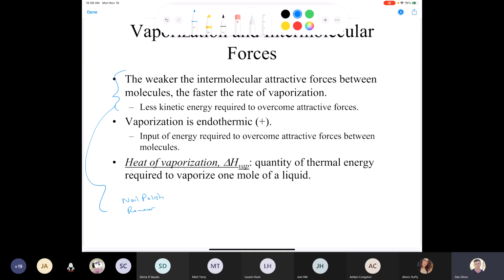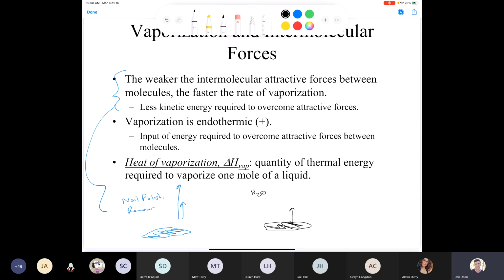If you spill a puddle or make a puddle of nail polish remover, it's going to evaporate really quickly. You're going to see it evaporate really, really quickly. Whereas if you spill the same amount of water, it's going to evaporate, but it's much slower. Why? Because the intermolecular forces that hold water molecules together, the hydrogen bonds, are stronger than the intermolecular forces that hold nail polish remover together.